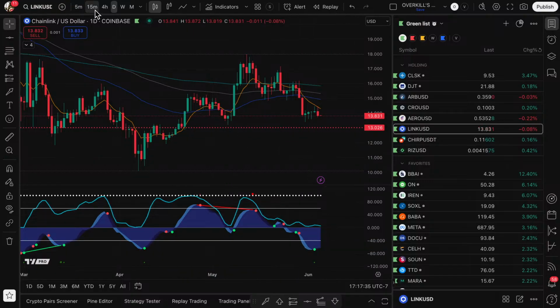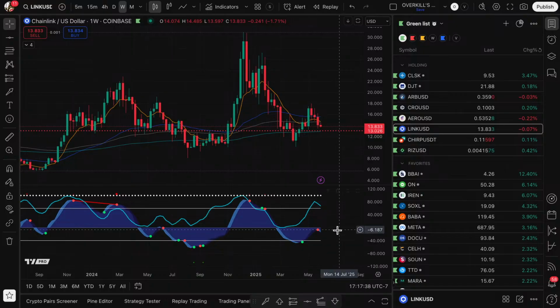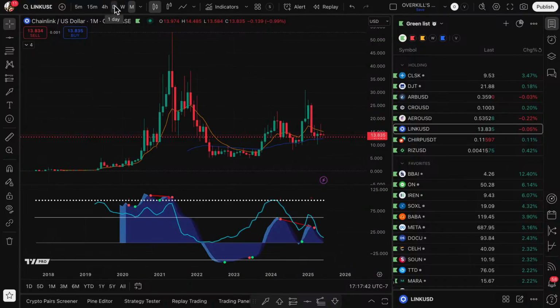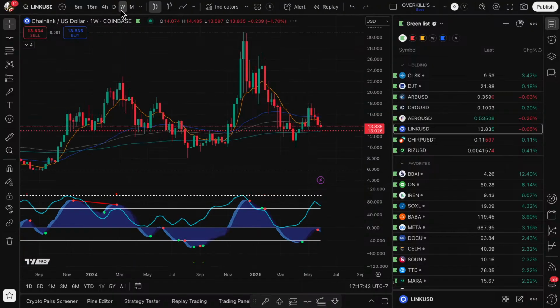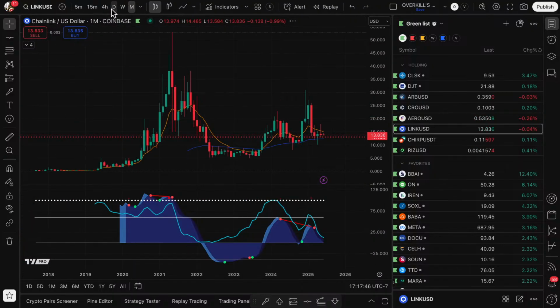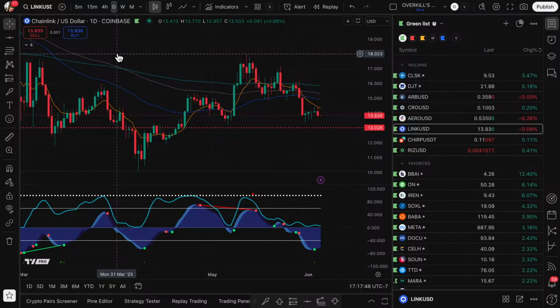And again, we're still green here on the daily. The weekly is red. The monthly is red. So realistically, I just want to see a weekly green dot or a monthly green dot, and I would consider adding again. My bags are pretty full on Link. I'd probably be looking to buy some of these other projects.